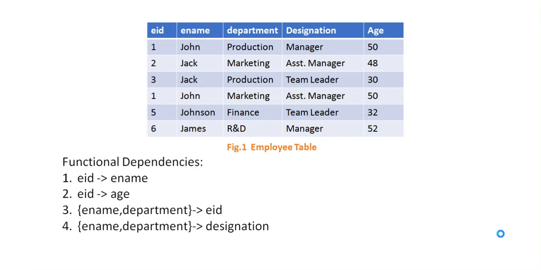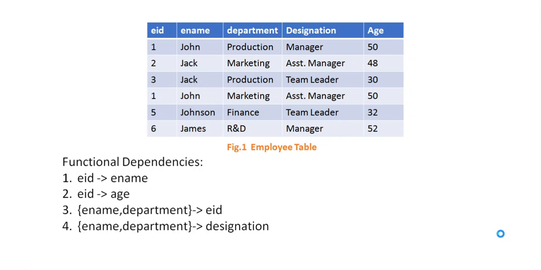Okay, so if you say John and production, if you take this combination, then from this combination you can say the employee ID is 1. Again, Jack and marketing, this is another combination. You can easily identify the employee ID, that is 2.